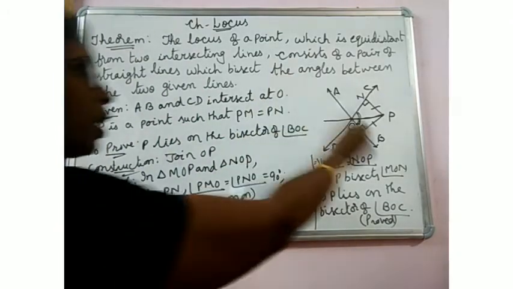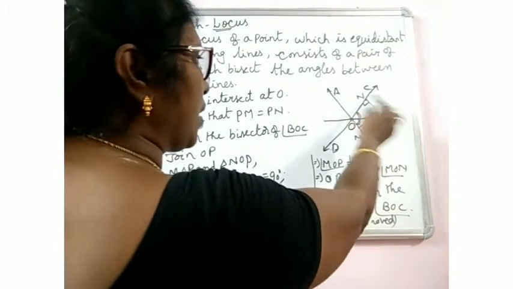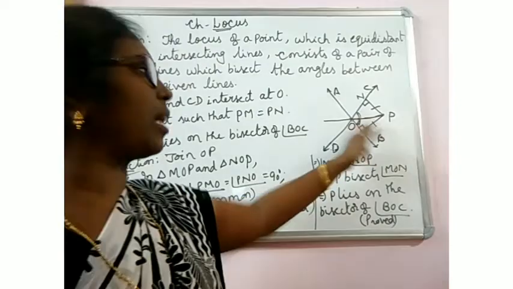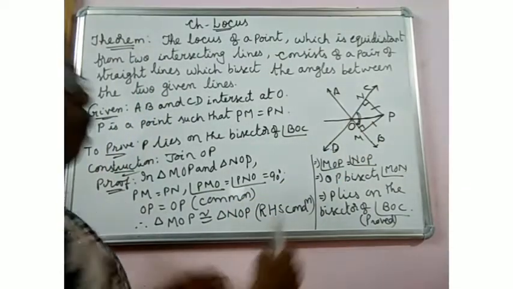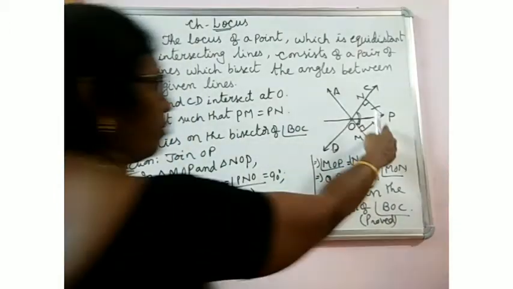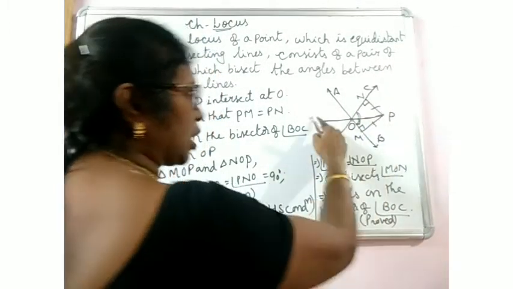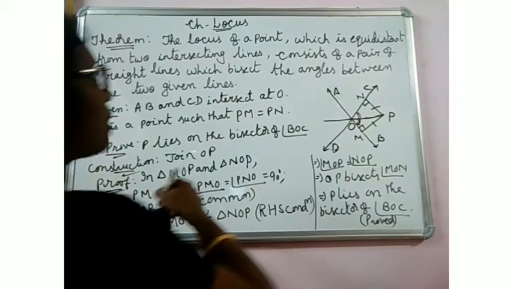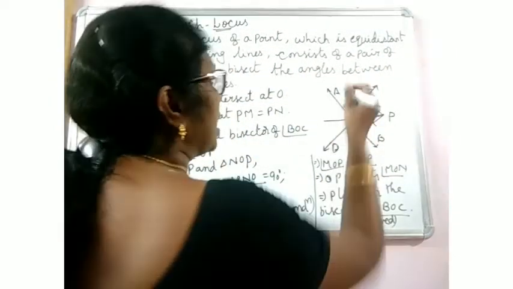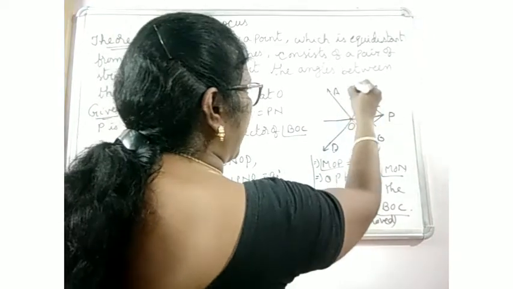So, the locus of a point which is equidistant from two intersecting lines is the bisector of the angle formed by the two intersecting lines. Now here we have taken P. For these two lines, this is one, and the other one, it consists of a pair of straight lines given. This is one line. Let us take one more point P dash.